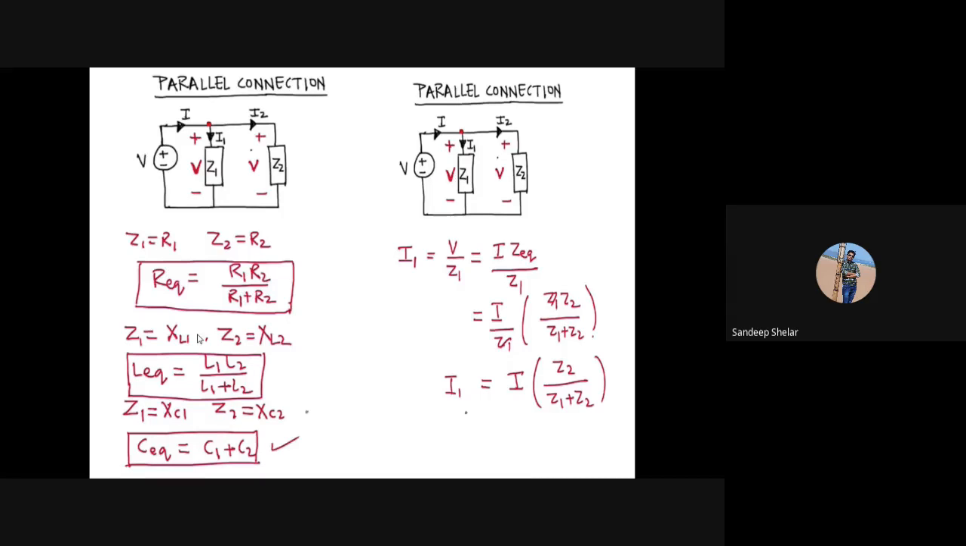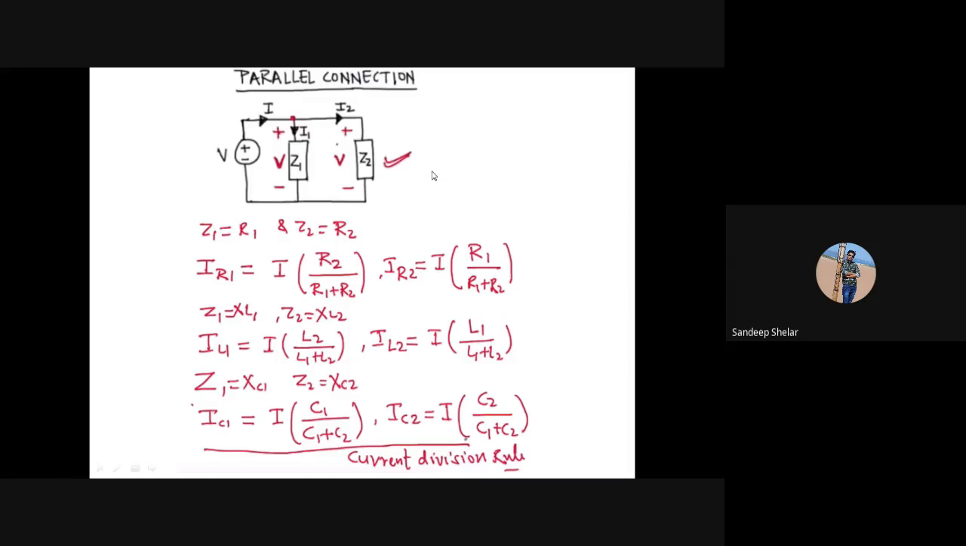Then the equivalent resistance obtained is R1 into R2 upon R1 plus R2. Now also put Z1 is equal to XL1 and Z2 is equal to XL2. Now find out the equivalent inductance, which is L1 into L2 upon L1 plus L2. Okay. Now again put impedance Z1 is equal to XC1 and Z2 is equal to XC2. Then the equivalent capacitance is equal to C1 plus C2. Okay. Then also find out current I1 and current I2.